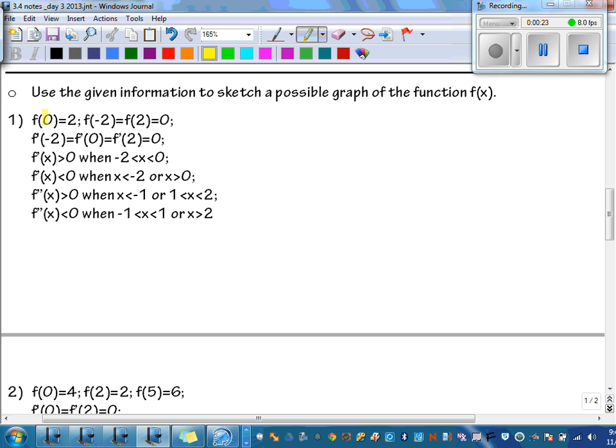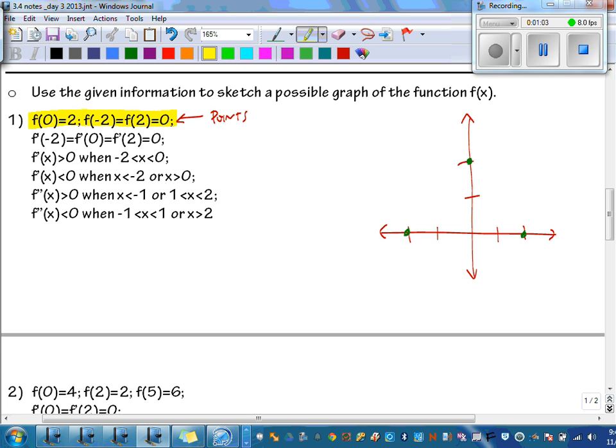So let's look at the first line of information. What is that telling us? What is that giving us? Points, right? Those are giving us points. We have a point at 0, 2, and then we have points at negative 2, 0, and 2, 0. Right, so it's giving us points. Let's go ahead and graph those points. So we're at 0, 2, and then negative 2, 0, and 2, 0.